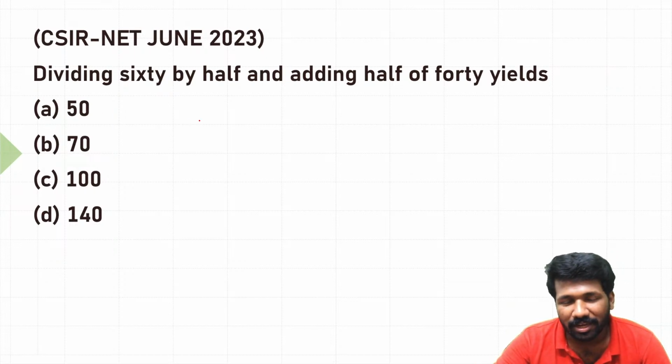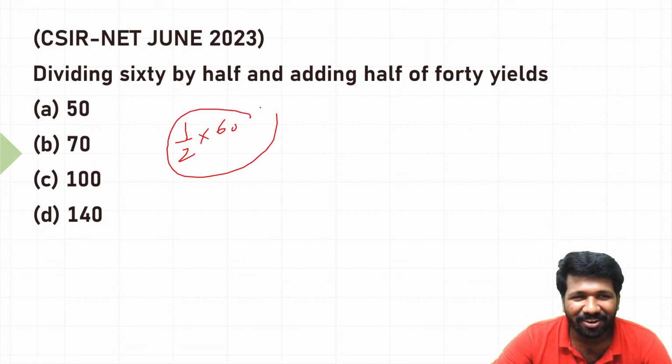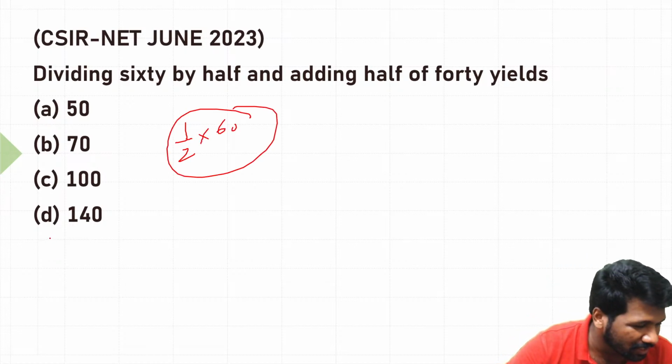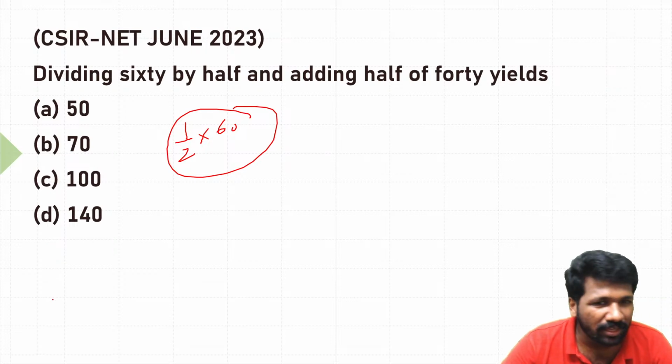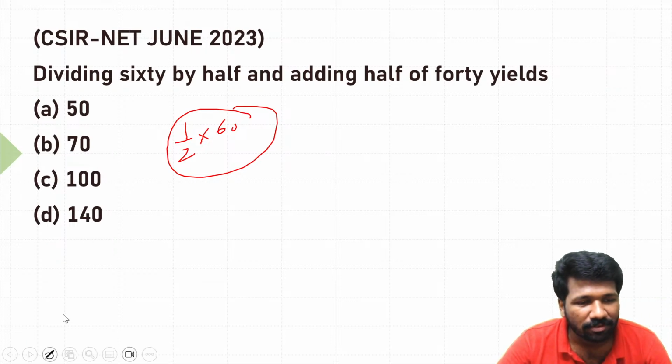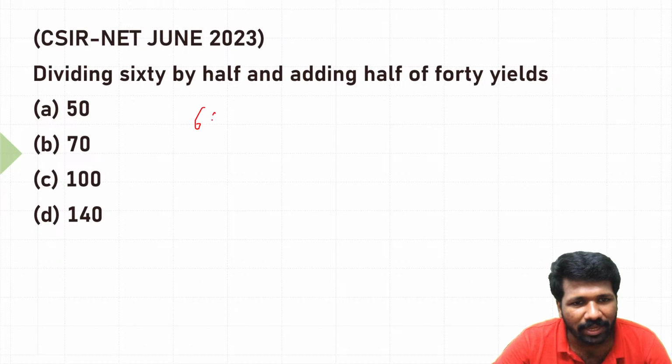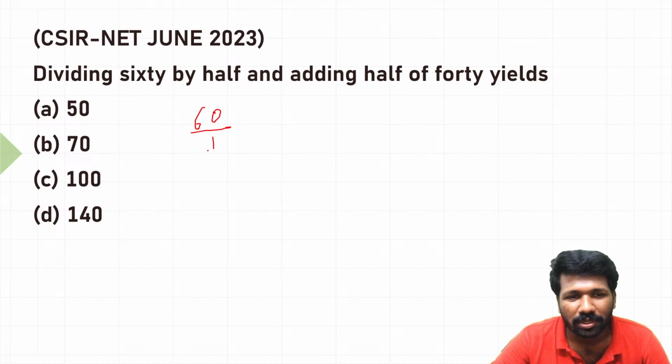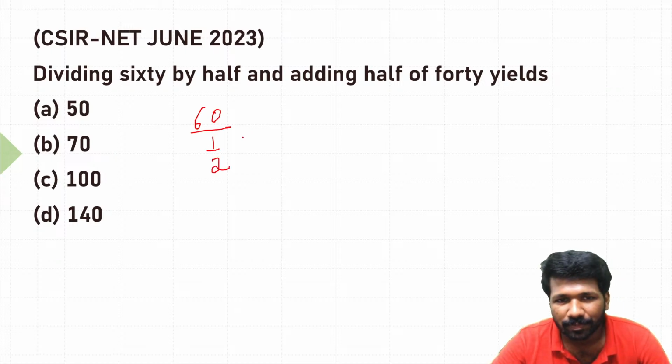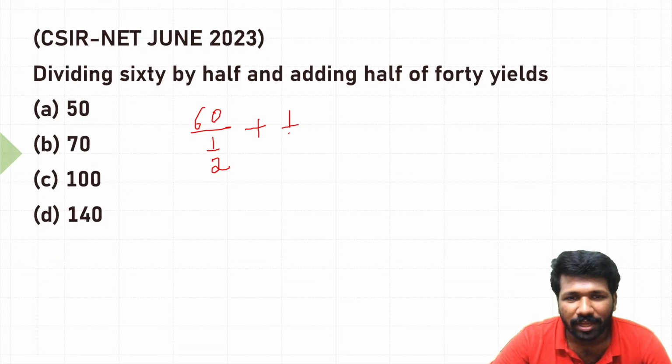Dividing 60 by half. Some people in a hurry will write half into 60. It is not half into 60. It is 60 by half. Dividing 60 by half, not 60 by 2. It is 60 by 1 by 2. And adding half of 40. Half of 40 is half into 40. You have to add these two.